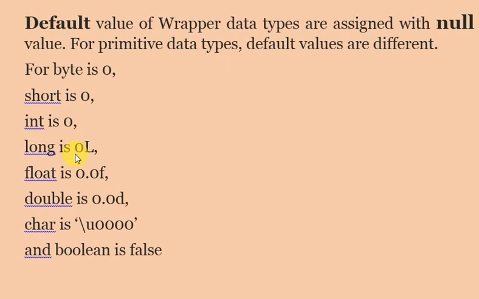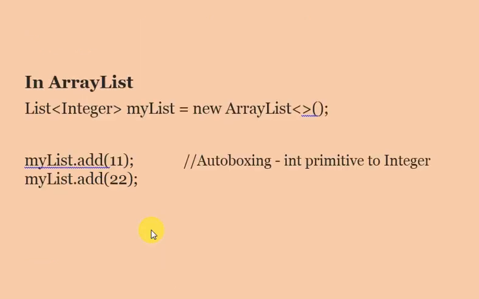So this is another difference between primitive data type and wrapper class. As we have already discussed, in array list we always use wrapper classes, not primitive data types. So if we have declared an array list mylist, its type is the wrapper class Integer, and when we have to add values to this array list, we can use the mylist.add method: mylist.add(11), mylist.add(22). Then these values will be added to the array list.